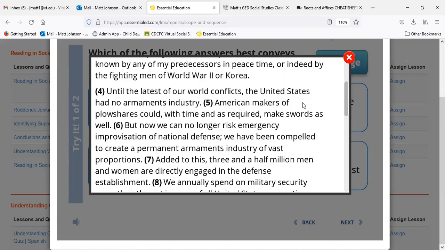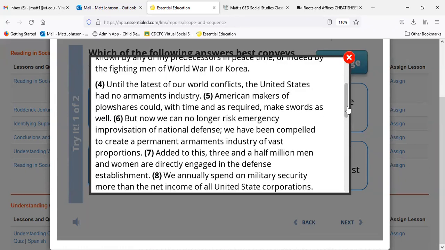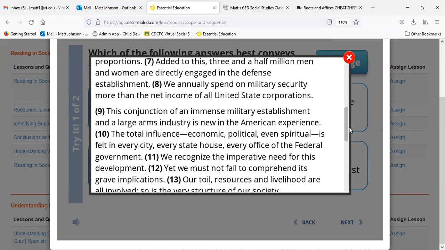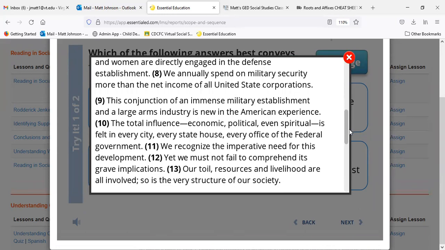But now we can no longer risk emergency improvisation of national defense. We have been compelled to create a permanent armaments industry of vast proportions. Added to this, 3.5 million men and women are directly engaged in the defense establishment. We annually spend on military security more than the net income of all United States corporations. The conjunction of an immense military establishment and a large arms industry is new in the American experience.